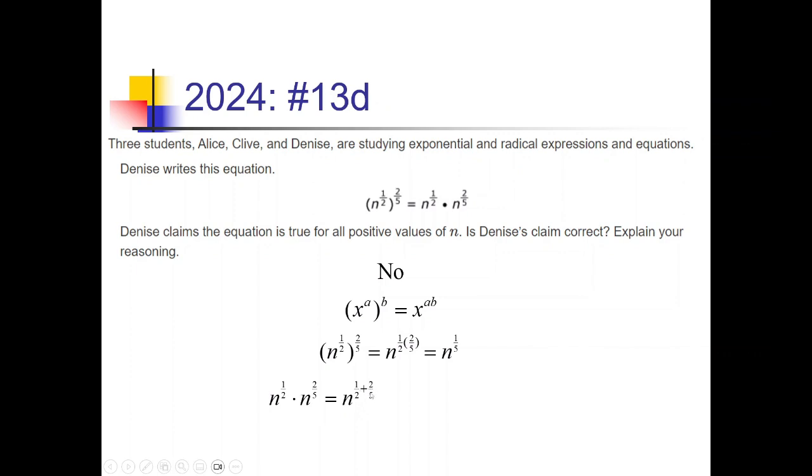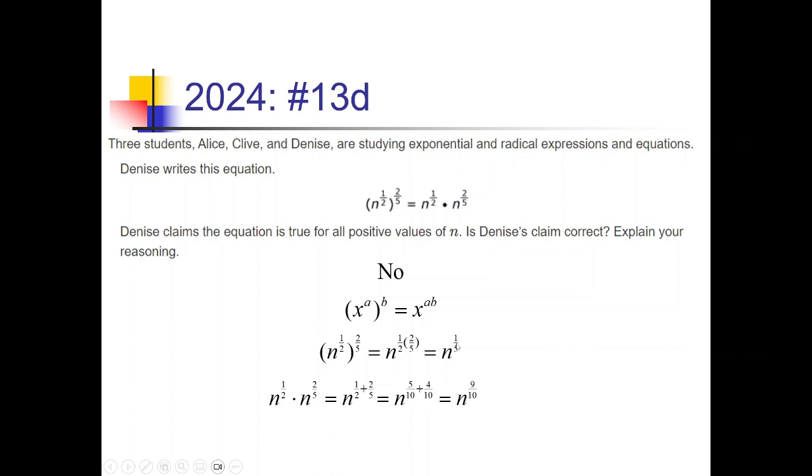Now, if we're adding fractions together, we have to get a common denominator. The common denominator for 2 and 5, one of them anyway, is 10. So I'm going to rewrite 1/2 as 5/10 and 2/5 as 4/10. And if you're wondering how I did that, I just multiplied the 1/2 by 5/5 and the 2/5 by 2/2. In both cases, I'm really multiplying by 1, so I haven't changed the value. Now, if I add these together, adding the numerators, keeping the denominator the same, we have n to the 9/10.